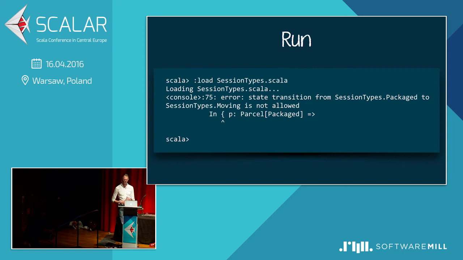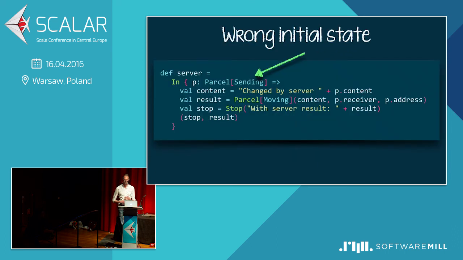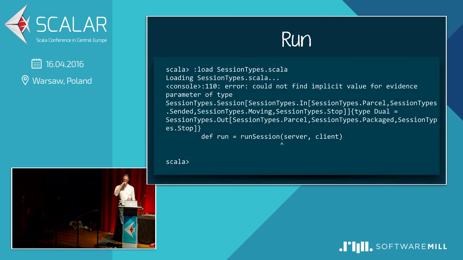But the point is that the communication itself can be misaligned. In the sense, if we expect here a parcel in sending state, and the client gives us a parcel in package state, then the server shouldn't be able to communicate with the client in this case. And that's exactly what happens. Here the error message is a little more involved, and basically here we see the full session type which cannot be resolved because of the wrong initial state of the parcel. And all this happens, of course, at compile time.